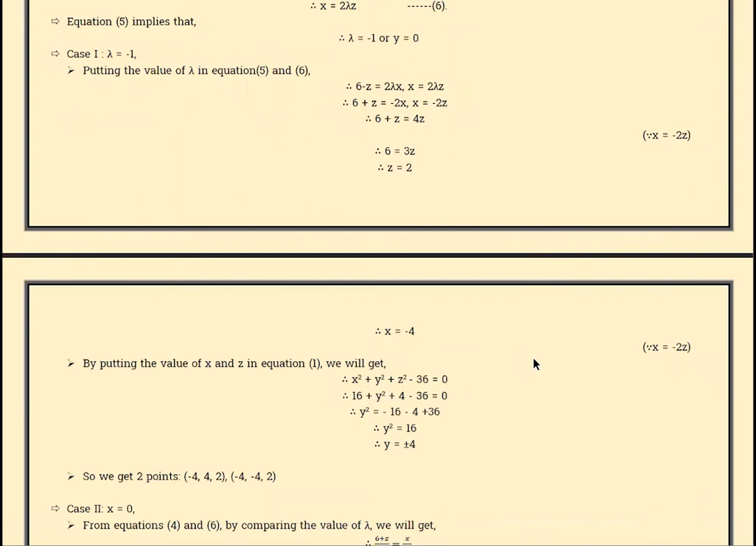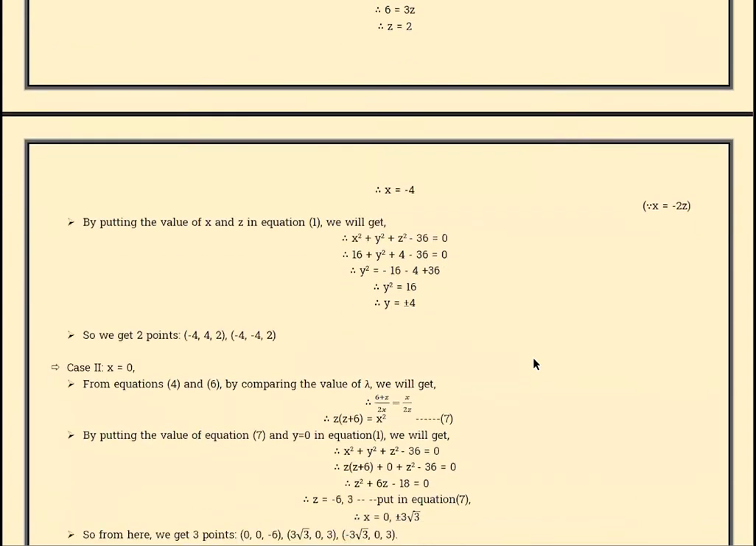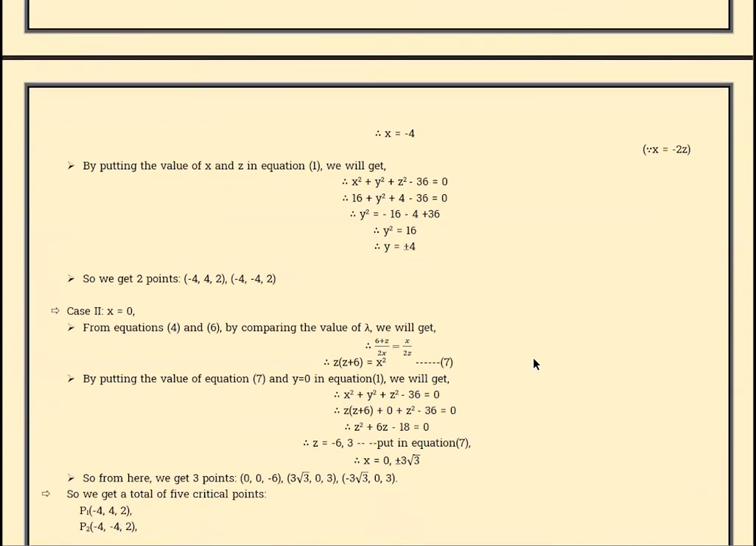So now we have 2 points. First one is (-4, 4, 2), and the second one is (-4, -4, 2). Now, considering the second possibility where x is equal to 0, we have to compare the value of lambda from equations 4 and 6. So we will get the equation z(z + 6) is equal to x².